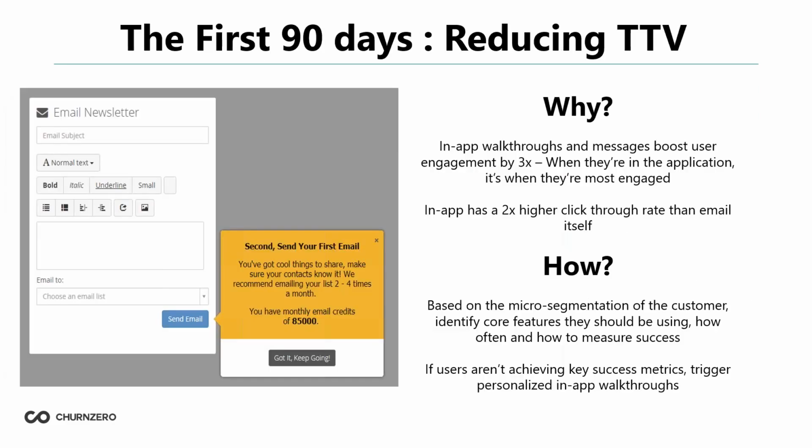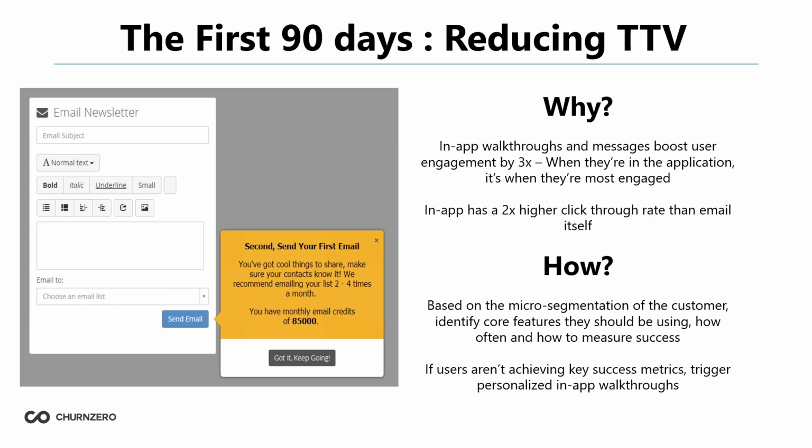Next, I want to switch to the first 90 days and how we can reduce time to value there. We all know that this is a really critical part of the customer lifecycle. And we want to be very tactful in how we're engaging, right? So you can only have so many meetings with a customer before they're getting tired of you. It's a great time to use in-app walkthroughs or in-app engagement.